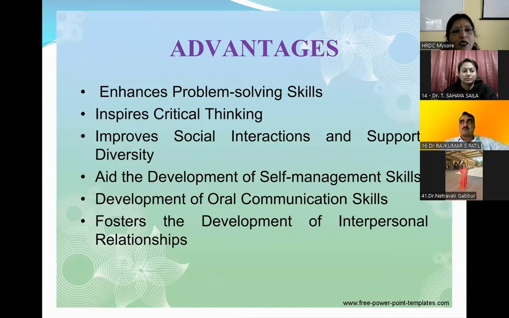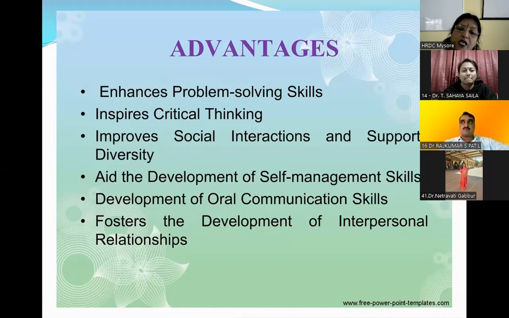Inspires critical thinking. So they think in different ways, so positive, negative. So this inspires critical thinking among the students, improves social interaction and supports diversity. So I said we have to form groups with diverse nature. So by doing so, social interactions are enhanced, and this supports diversity also.